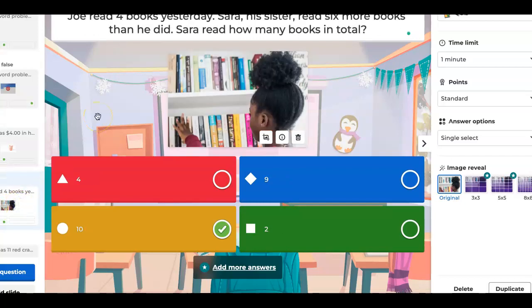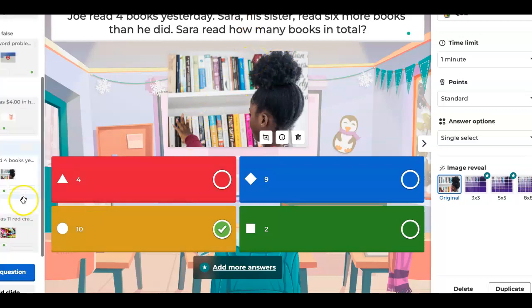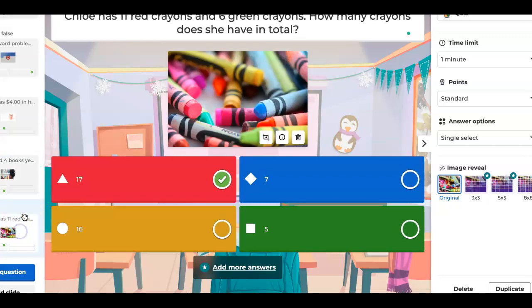Joe read 4 books yesterday. Sarah, his sister, read 6 more books than he did. How many books did Sarah read in total? So this one, they would also have to count. And so it would be 10. And then the last one is: Chloe has 11 red crayons and 6 green crayons. How many crayons does she have in total? Again, they would have to add up the amount of crayons that she has.